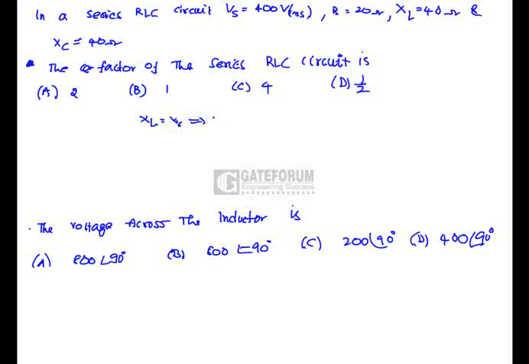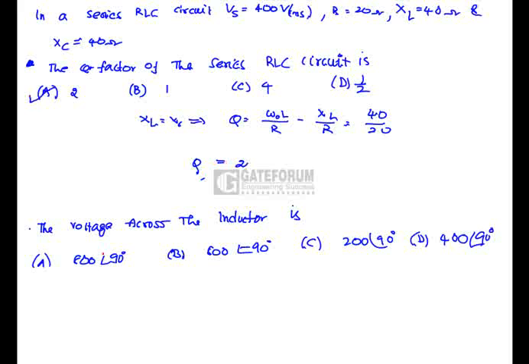In that case, the Q factor is omega naught L by R. Omega naught L is nothing but XL, so XL by R is 40 divided by 20, which equals 2. That is, option A is correct.